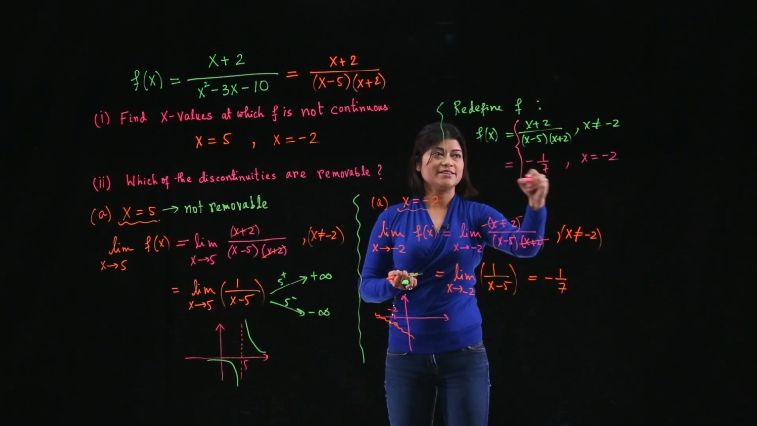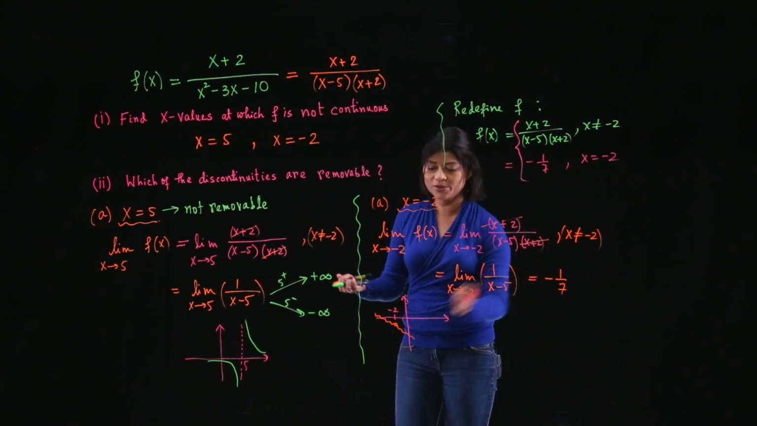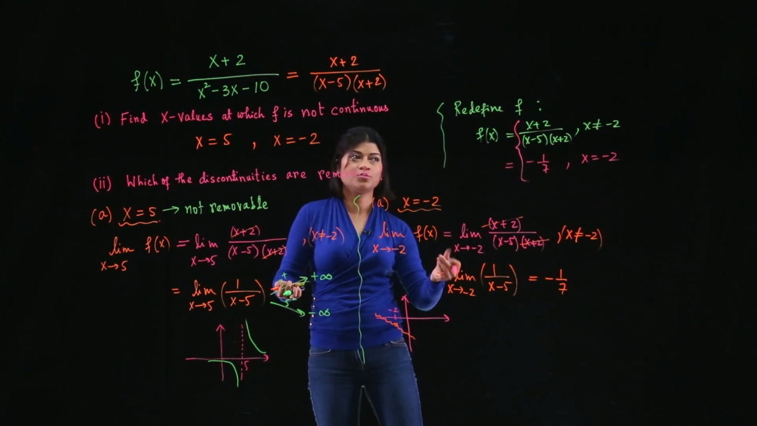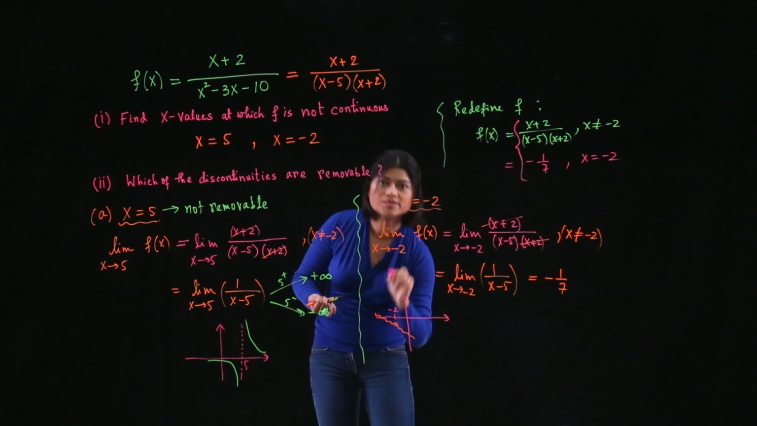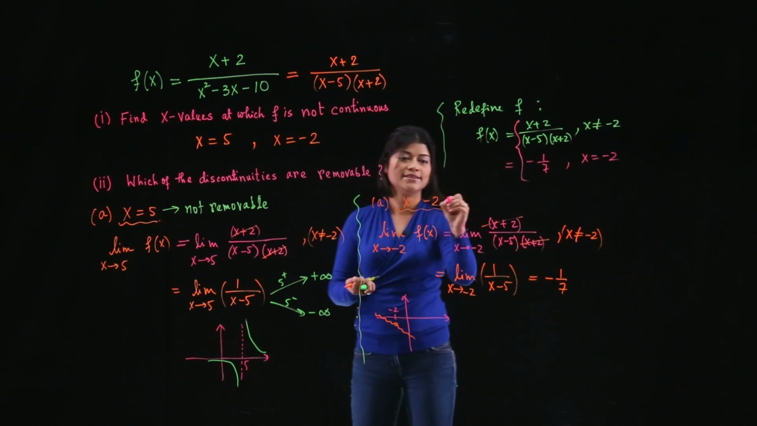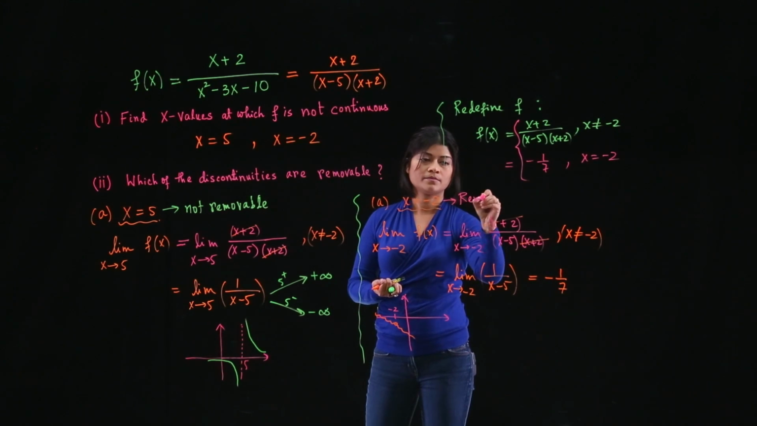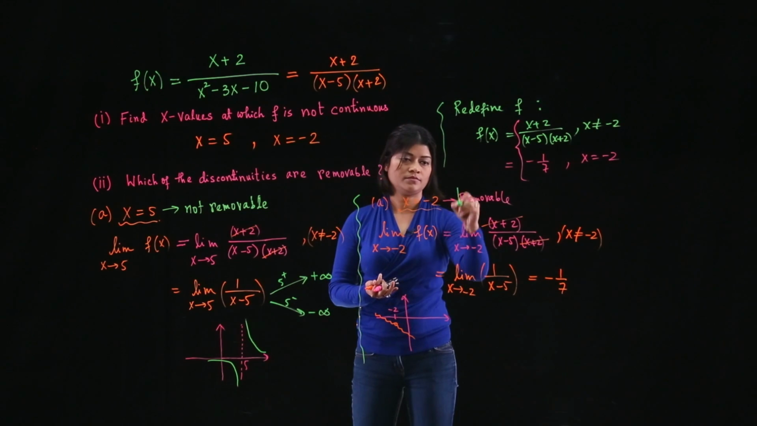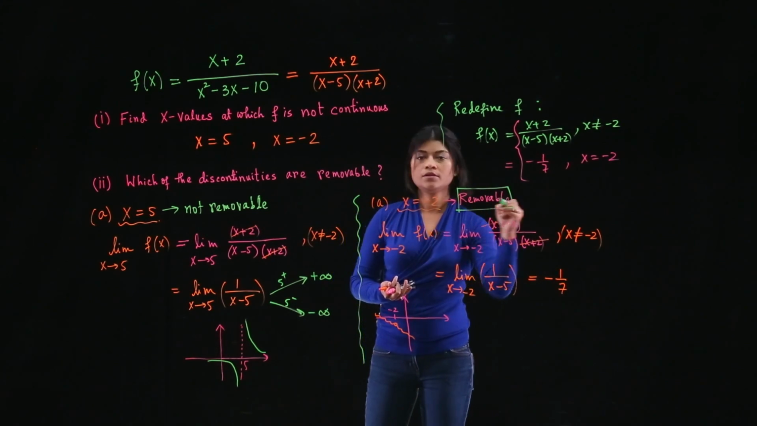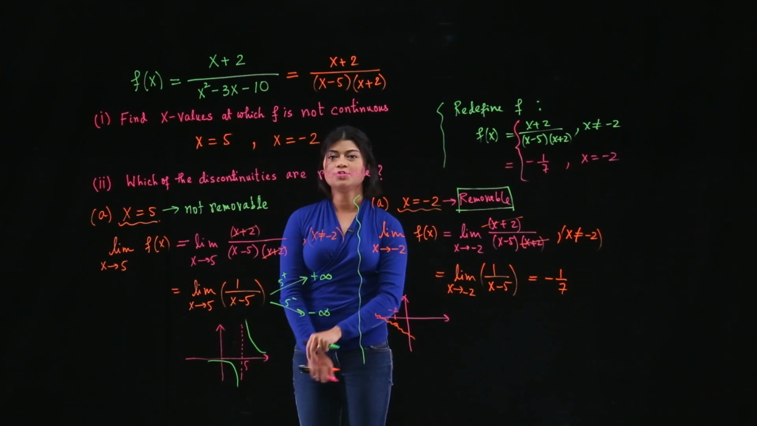So if you define it this way, guess what happens? This new function will have no discontinuity at that point because we removed it. We actually defined the function value to be the limit, so we can close that gap. And hence, this is a removable discontinuity. So out of the two discontinuities, we figured out that the second one is removable.